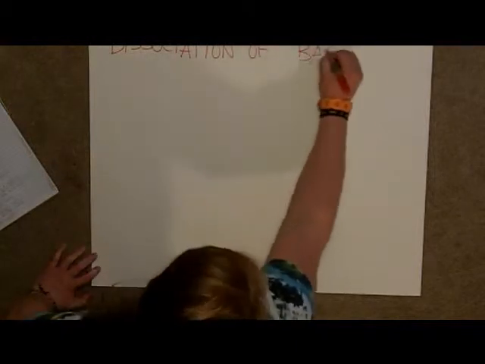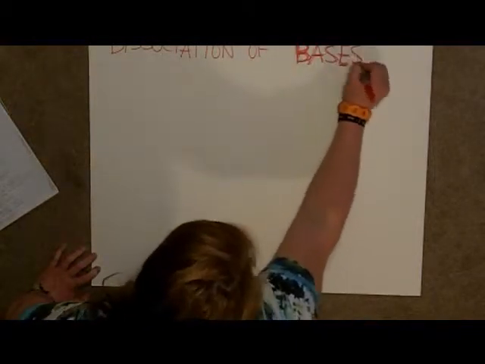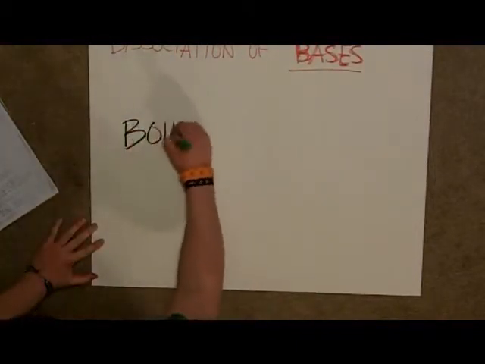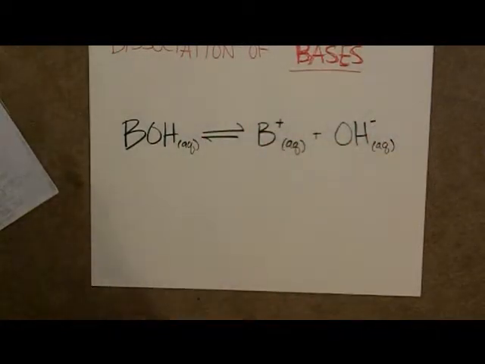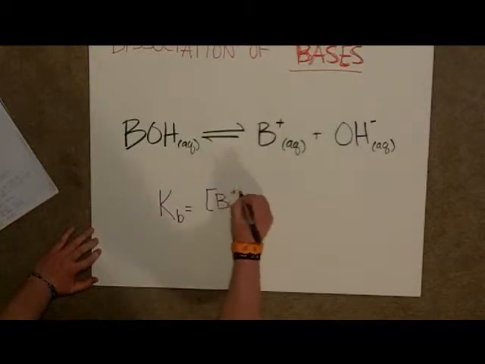A general equation and expression can likewise be written for bases, only the dissociation constant for bases is written with a subscript of lowercase b. And of course, we're using a base rather than an acid.